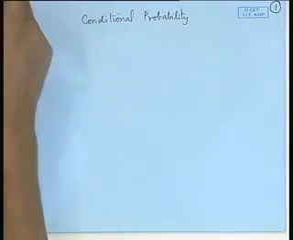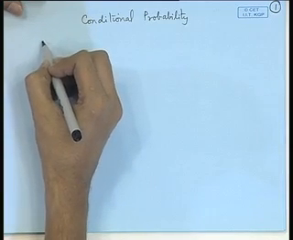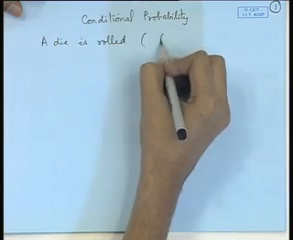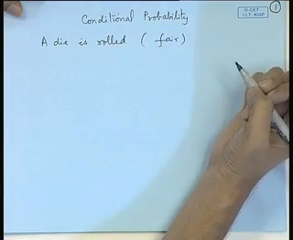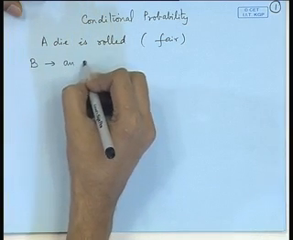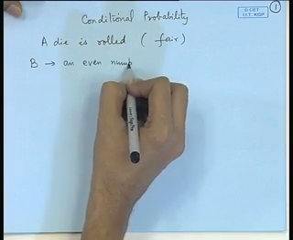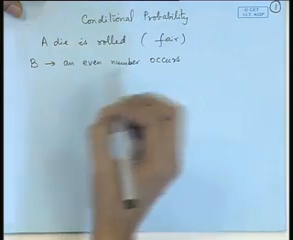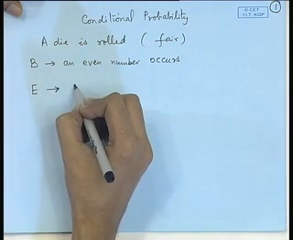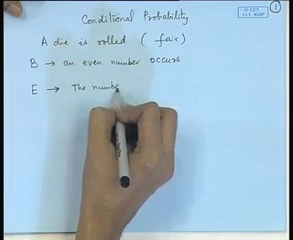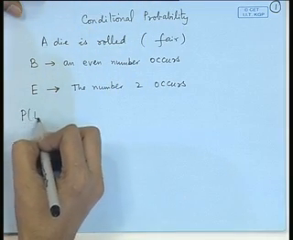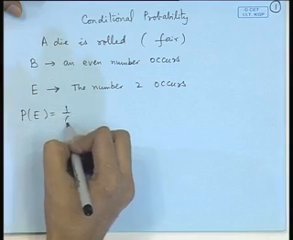Let us take a very simple example. Suppose a die is rolled, and suppose it is a fair die. Let us say B is the event that an even number occurs, and E is the event that the number 2 occurs. Now, if I want to find out the probability of E, it is equal to 1 by 6.